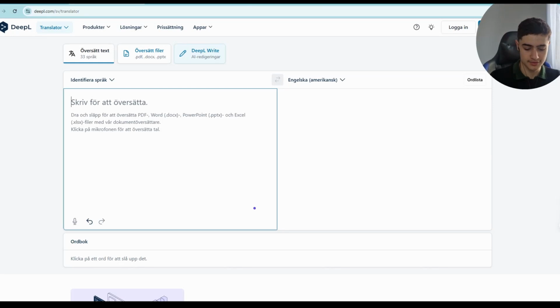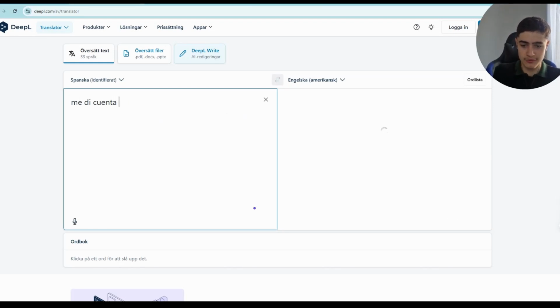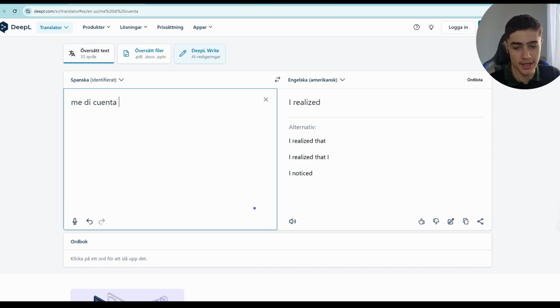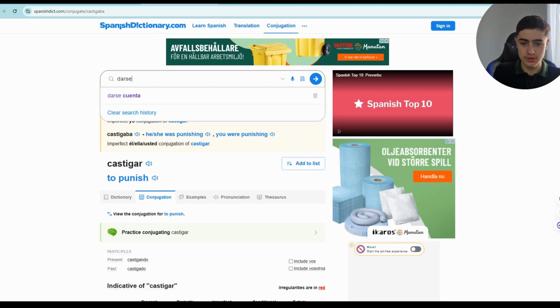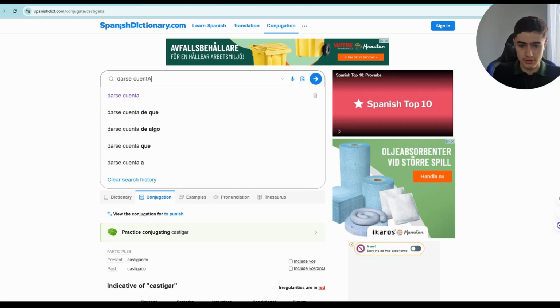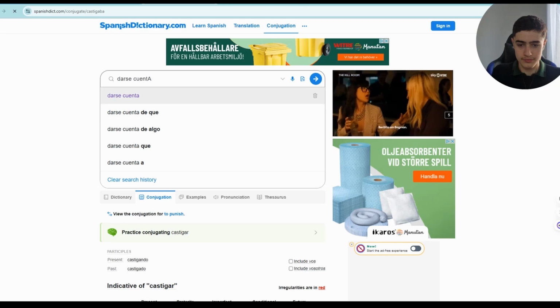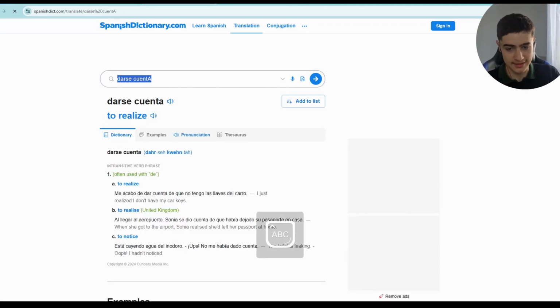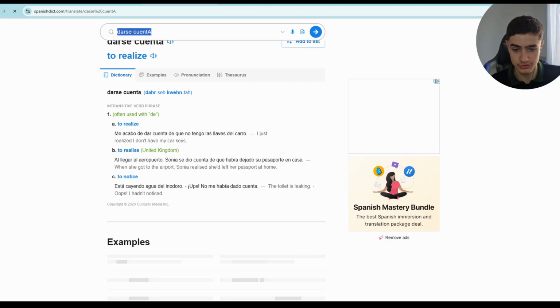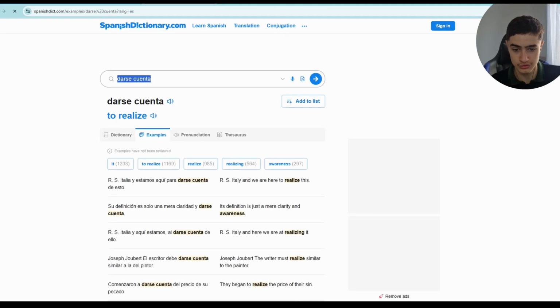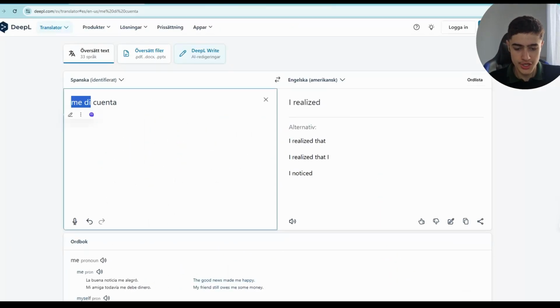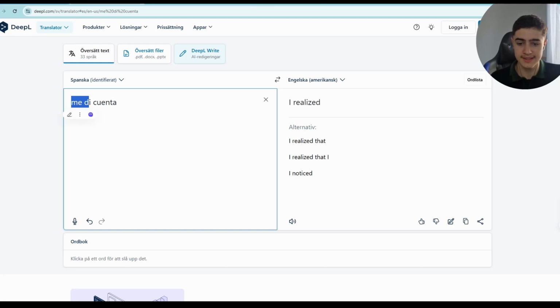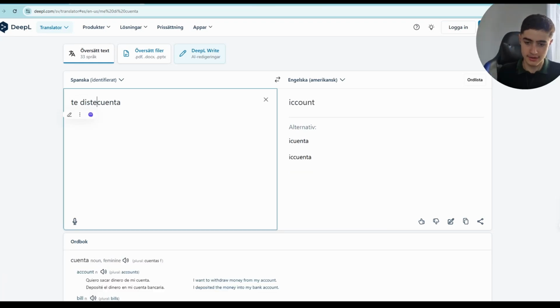So another thing there. Directly, that means I gave myself a count. But what it means is I realized. Now, to exercise this, you'd want to change this conjugation of darse, like of darse cuenta, to give yourself a count, to realize. You want to change, okay, it doesn't have the conjugation, I should make it dar. You want to change the conjugations to different things. So in the past, diste. So if you want to say you realized, then I'd say te diste cuenta. You realized.